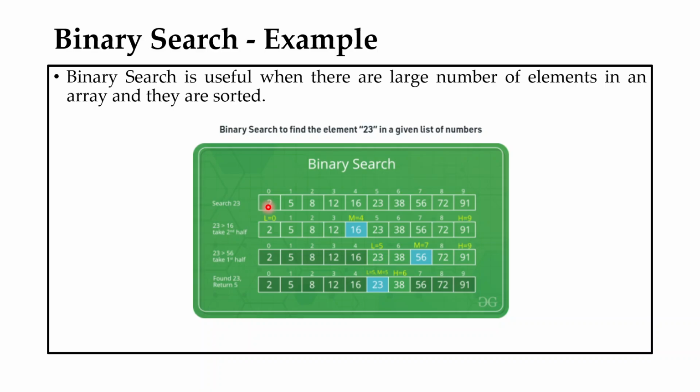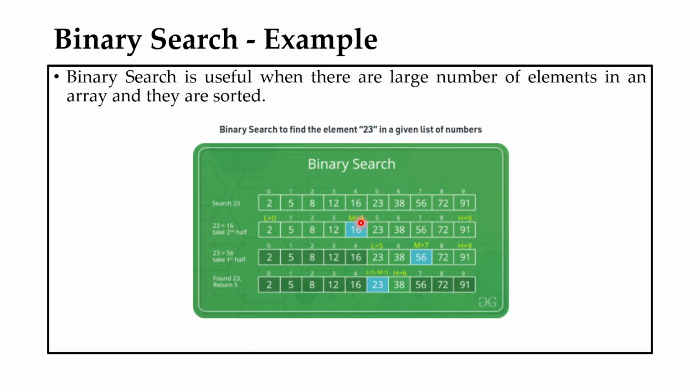It should be in a sorted array. That's a difference. In linear search, you can take an unsorted array, but in binary search, you always have to take a sorted array. You can see here 2, 5, 8, 12, 16 until 91. Everything is sorted. So now what do I do?